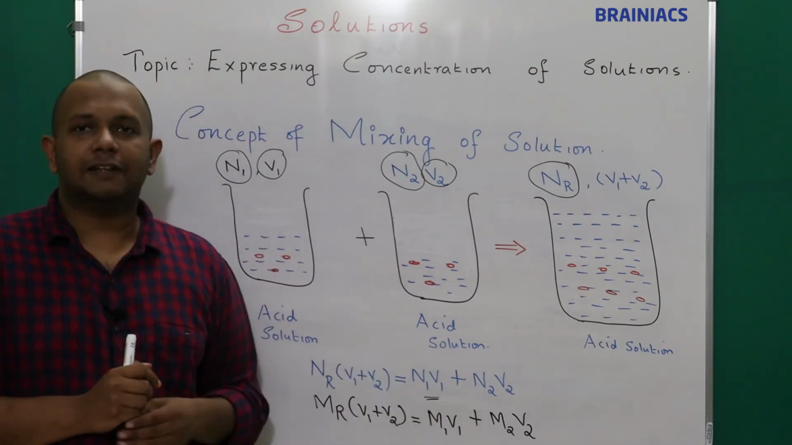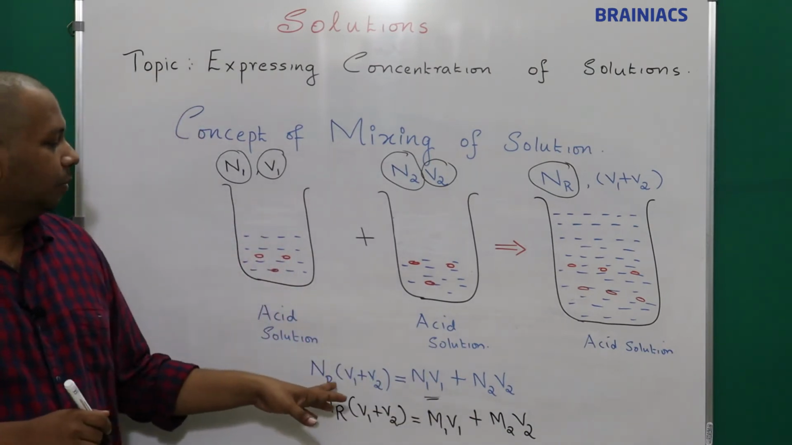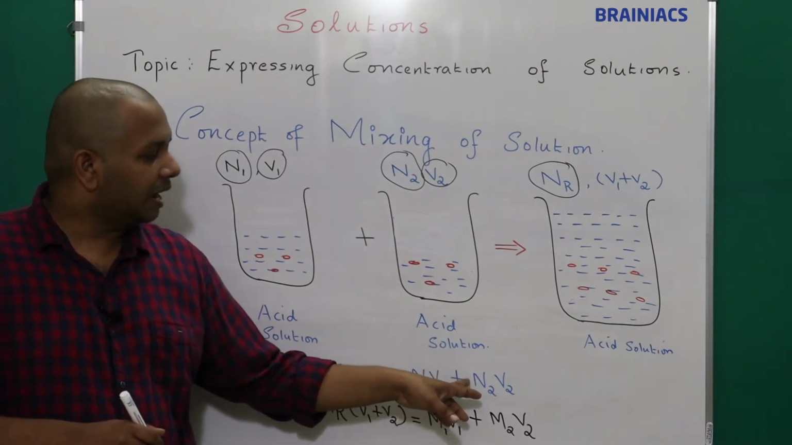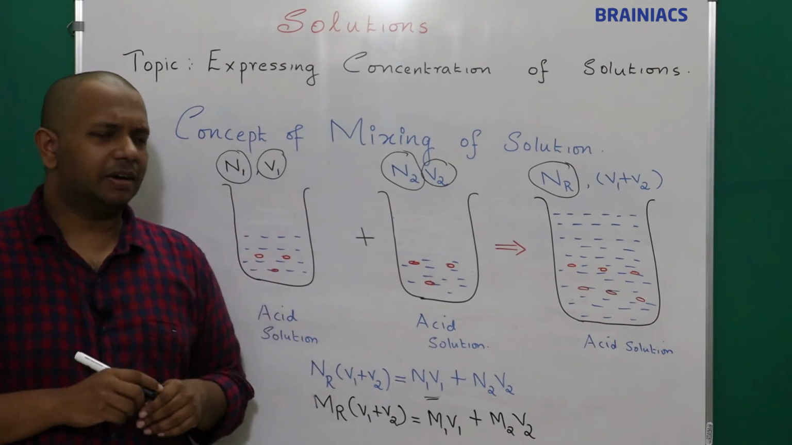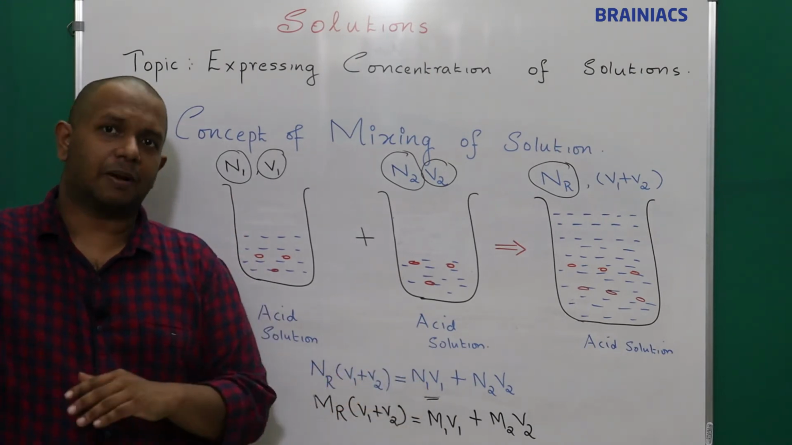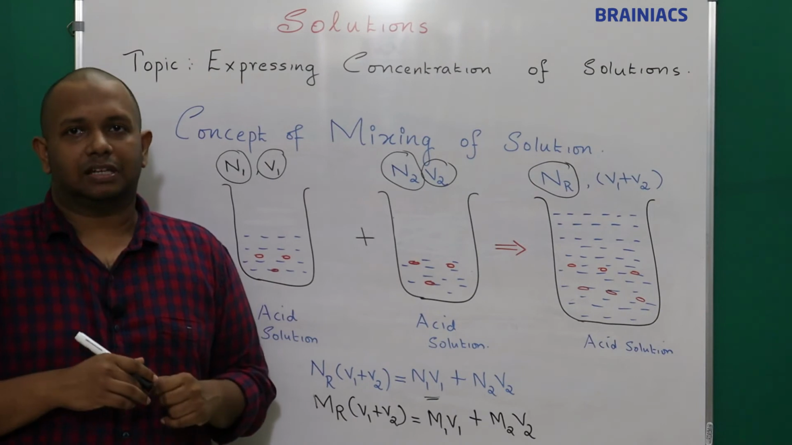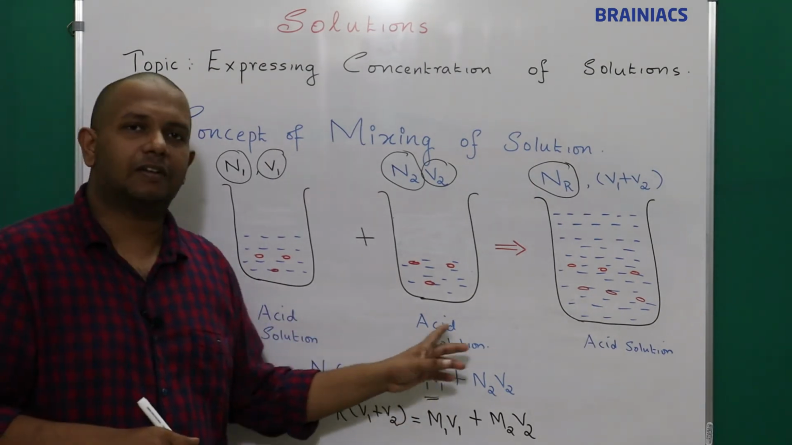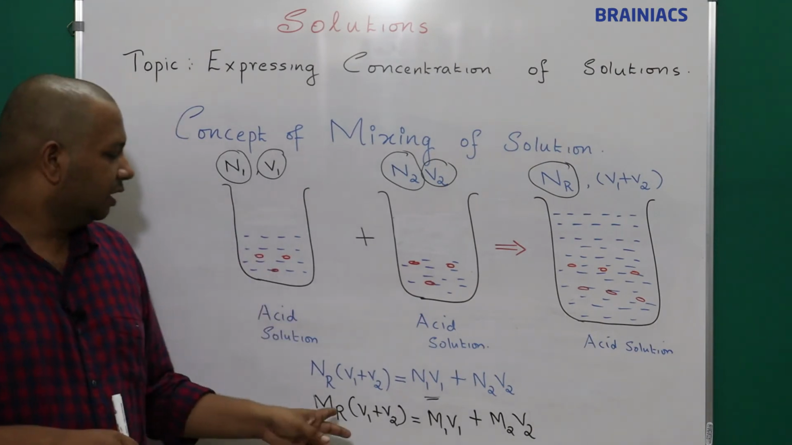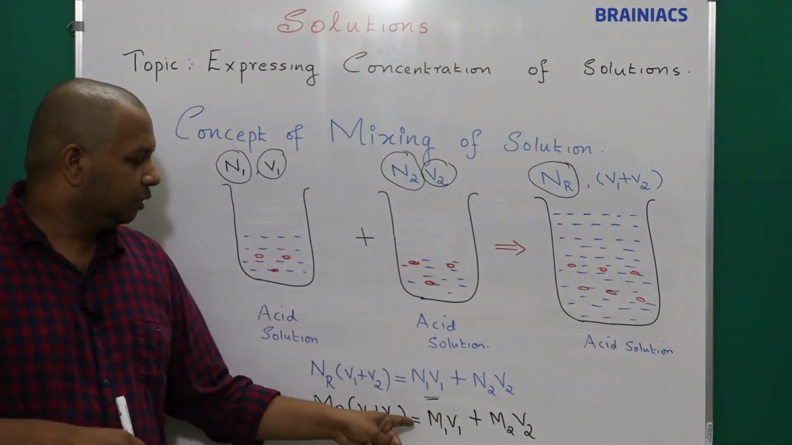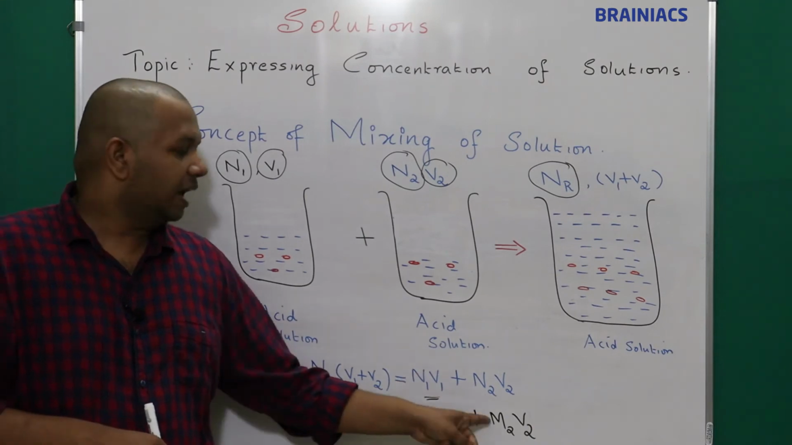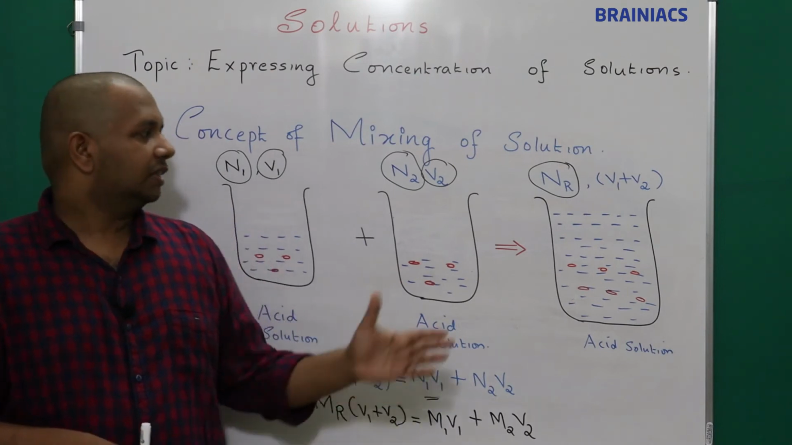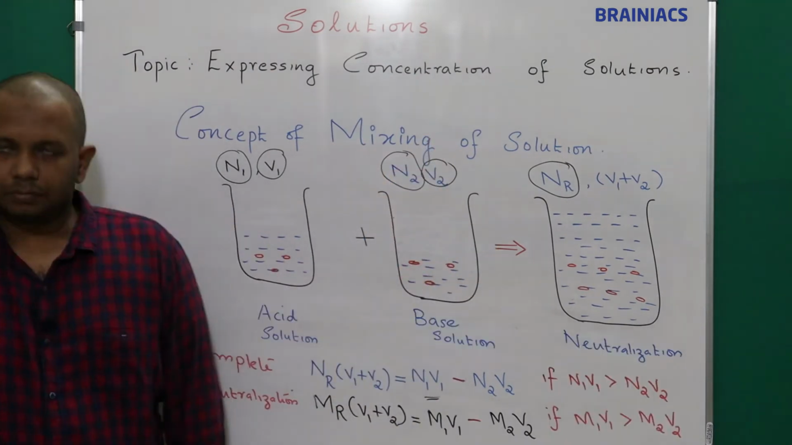In that case, what will be the formula? I can say the formula will become NR into V1 plus V2 is equal to N1 V1 minus N2 V2. But here you will have a doubt: why do we subtract N2 V2 from N1 V1? That depends on which one has the higher value, N1 V1 or N2 V2. You should subtract the smaller from the larger one. Similarly, this will become MR into V1 plus V2 is equal to M1 V1 minus M2 V2 if M1 V1 is greater than M2 V2. That we will derive in the next session.